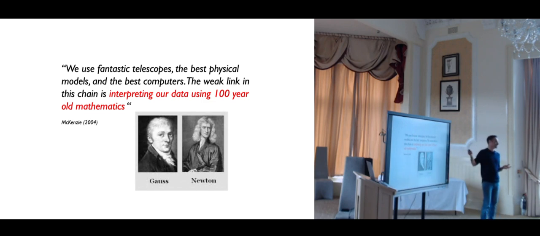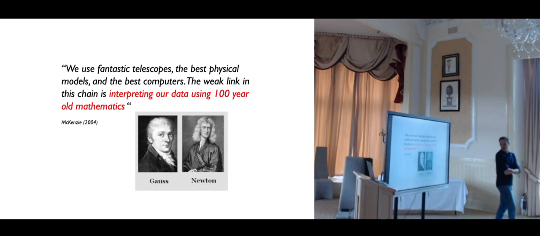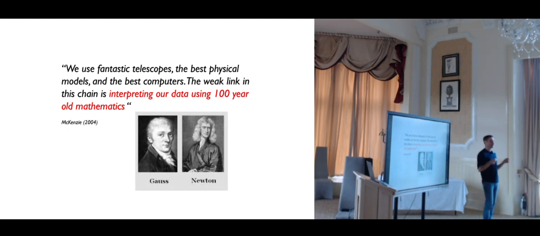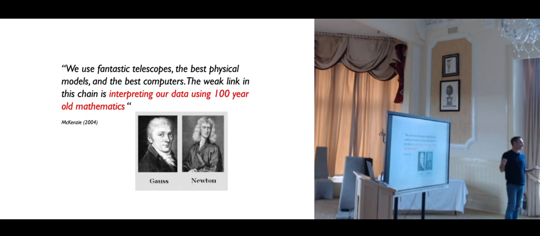And the last part of the sentence is: the weak link in this chain is interpreting our data using 100 years old mathematics. I've put a picture of Gauss and Newton because we still use Gauss-Newton approaches and steepest ascent approaches to invert our data. And that's also what was happening 20 years ago in astrophysics, when Mackenzie here was trying to promote modern data inference approaches. And so that's what he wrote.